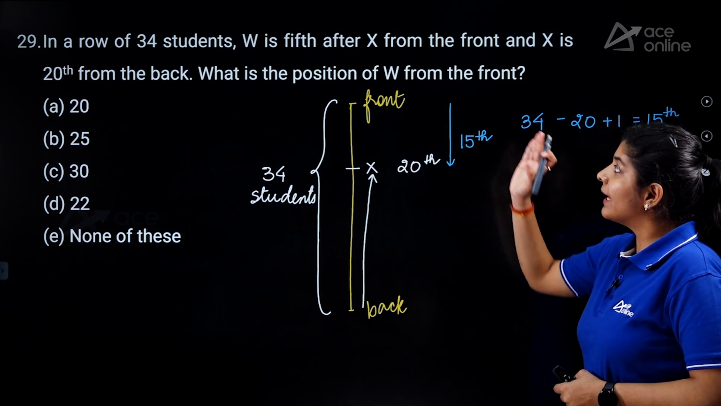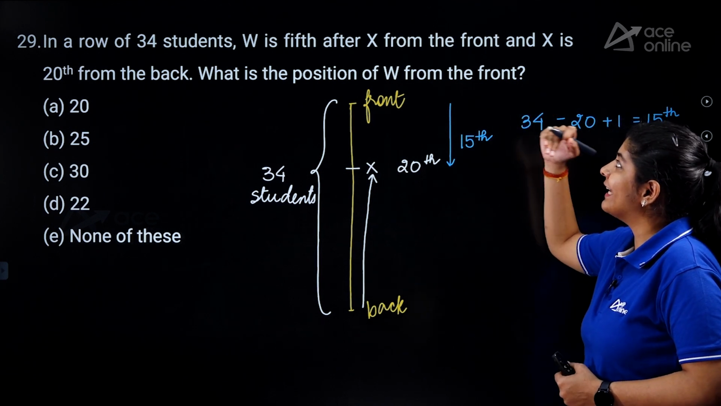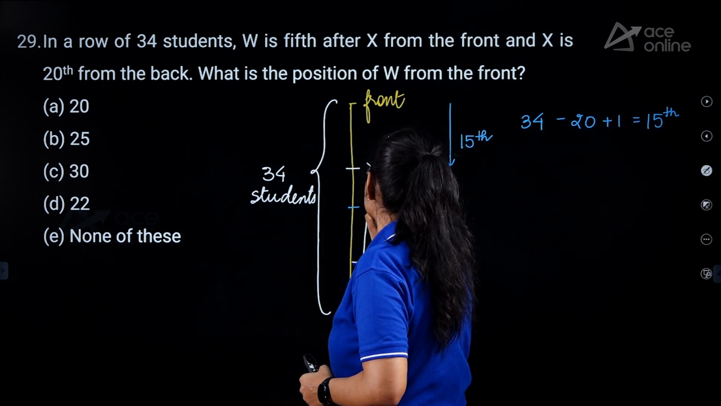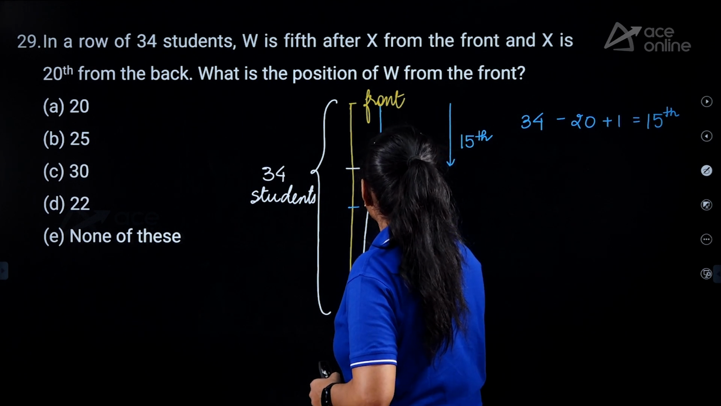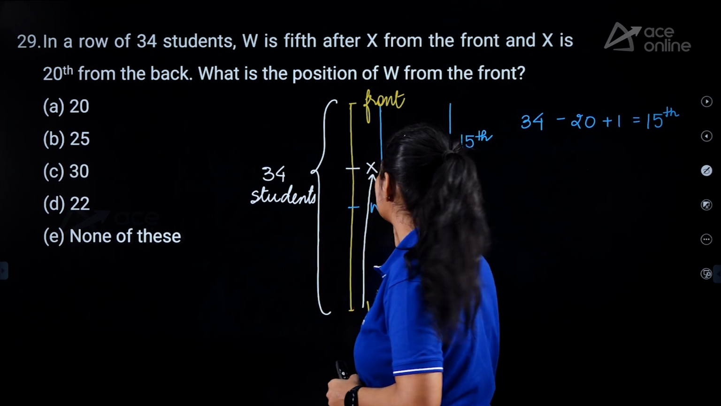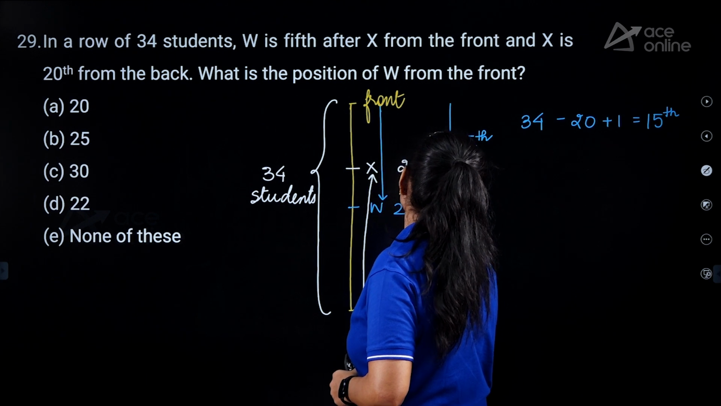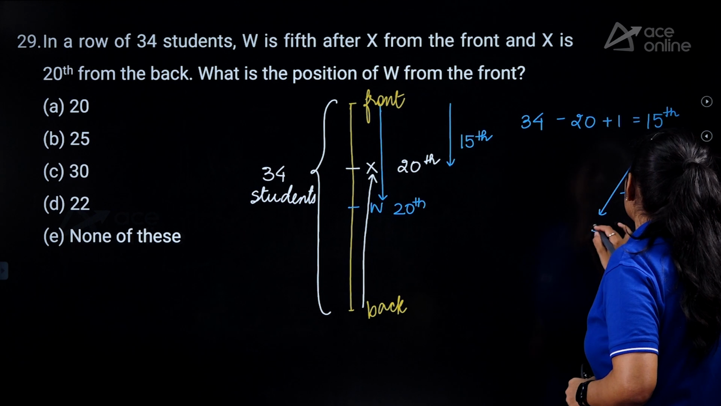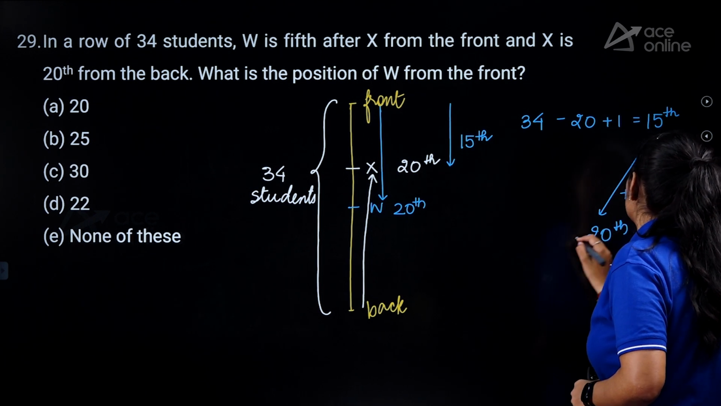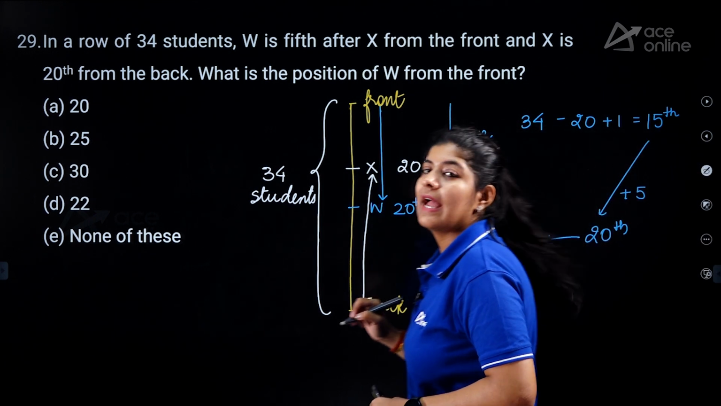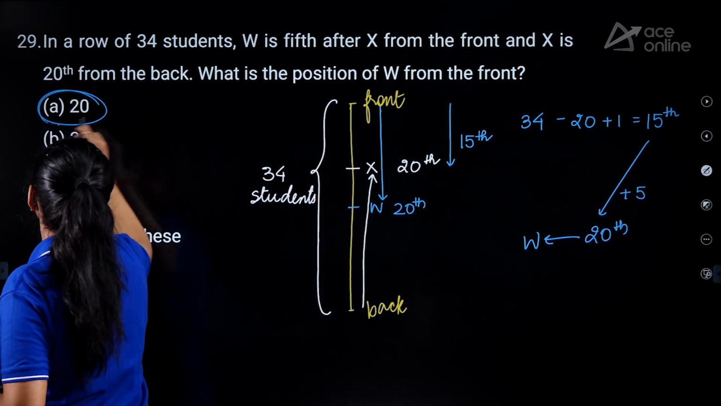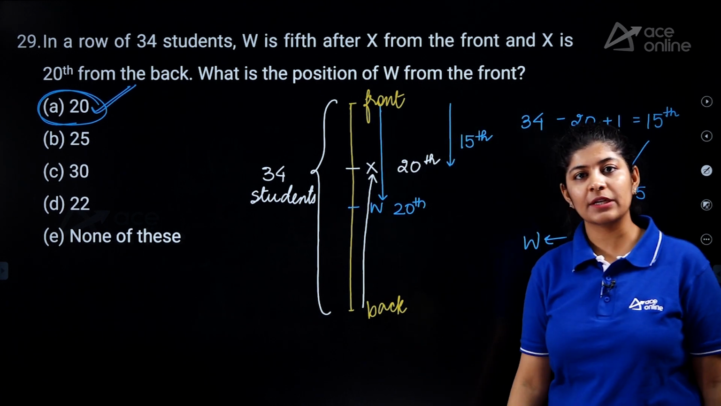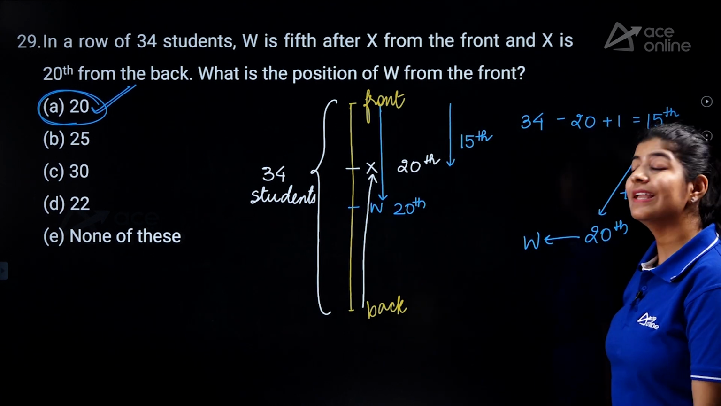Now, W is 5th after the X from the front. So, here the W is 5 more points later. So, we can say that the rank of W from the front is nothing but 20th rank. Because we need to add plus 5 in that, and here we will get the rank of W. That means your option number A is the correct one. Is it clear? Next.